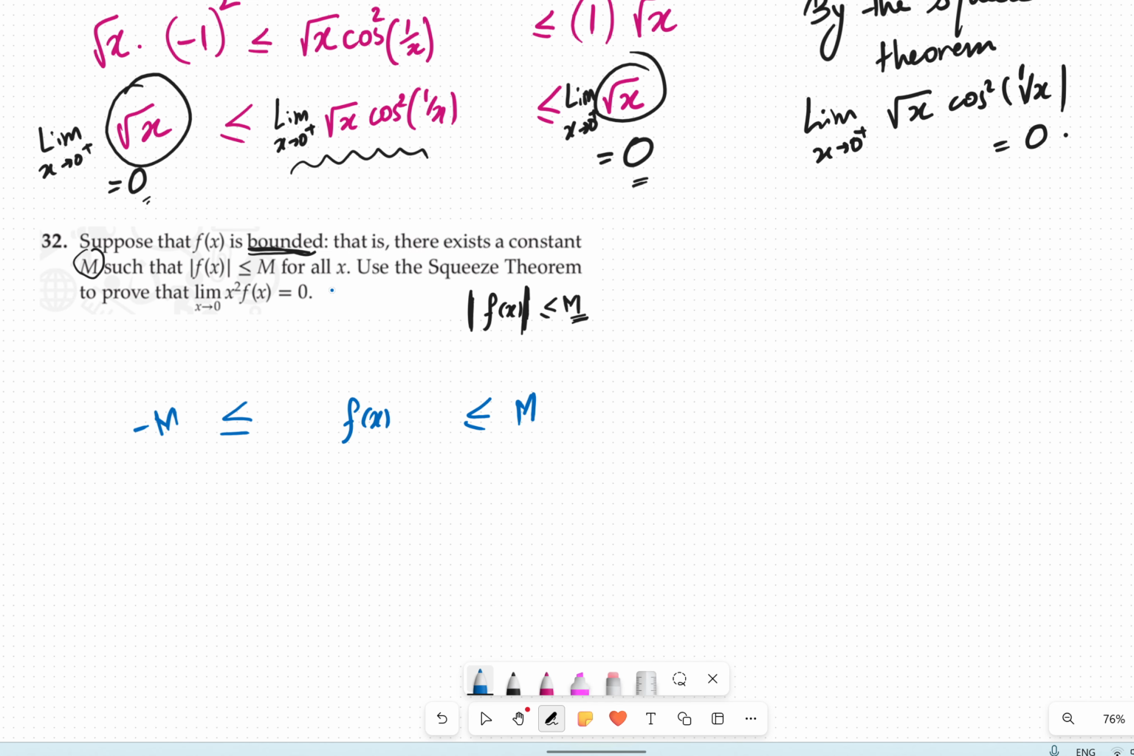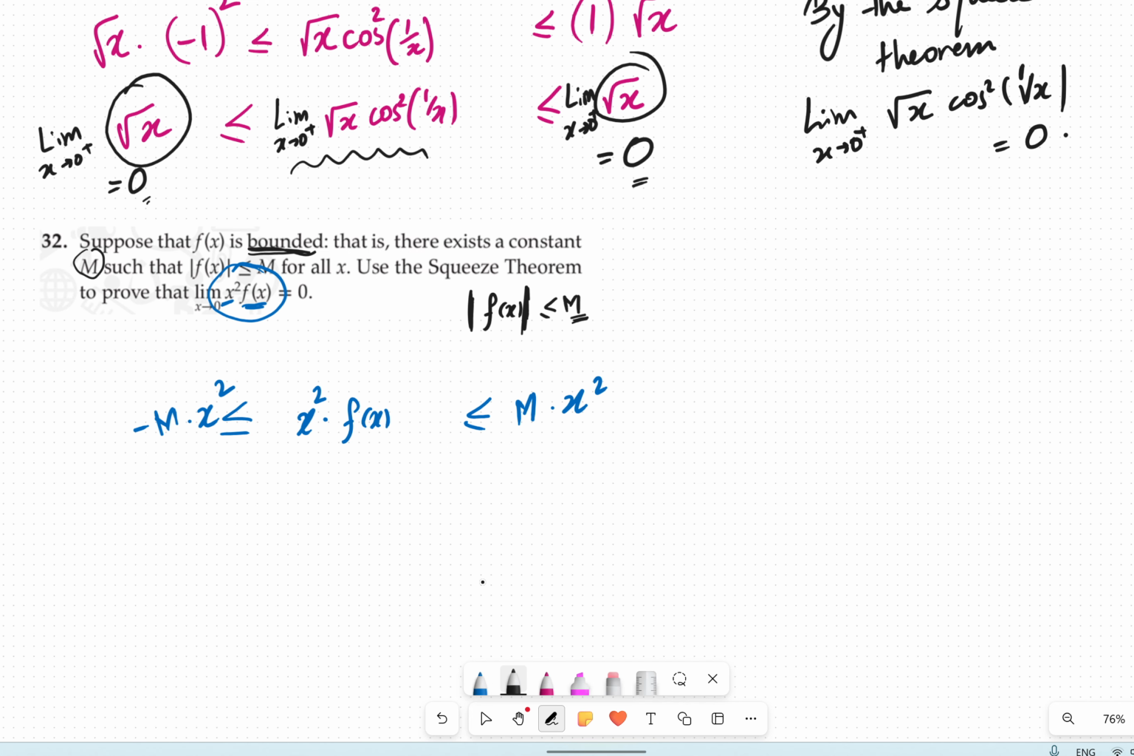Now again, I do the same thing that I did. I want this middle part to be the same as my question. I see that f of x has x squared next to it. So what do I need to do? I need to multiply all parts by x squared. Now I can find the limit of this and the limit of this. If they give me the same answer, I can know where this one in between is going.